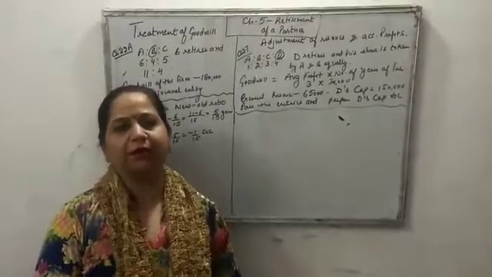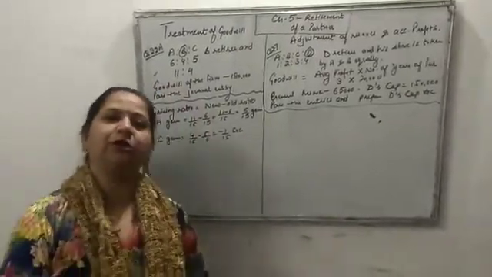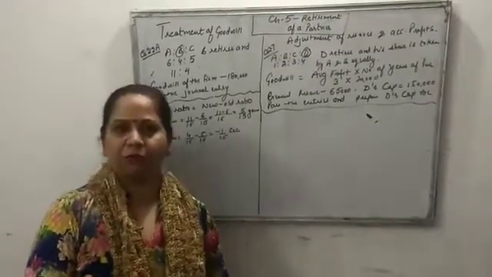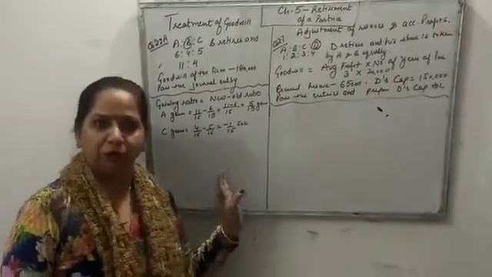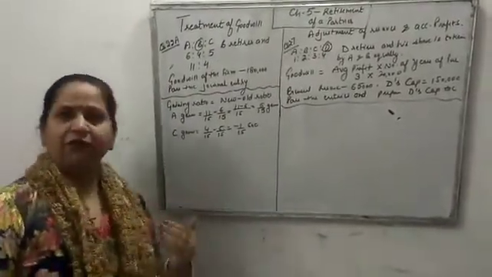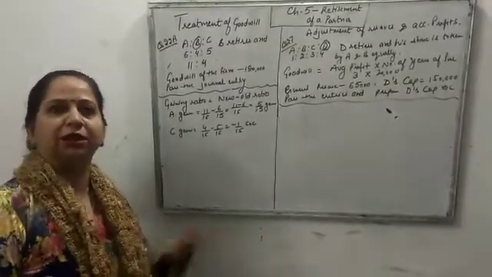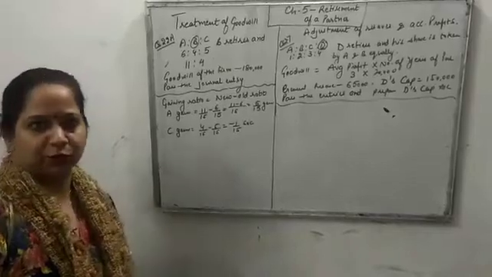As we were already discussing our topic, retirement of a partner, in which we were doing the treatment of goodwill, here is one more question I have taken from the treatment of goodwill. Here is question number 22A, and a further 2 or 3 questions are there. They are of the same type. The same point is there in those questions also.